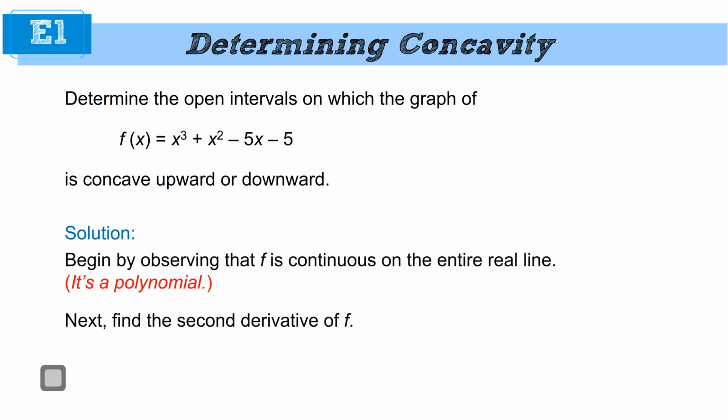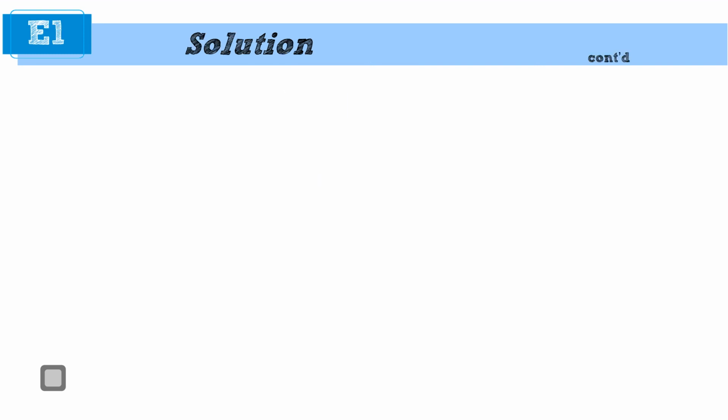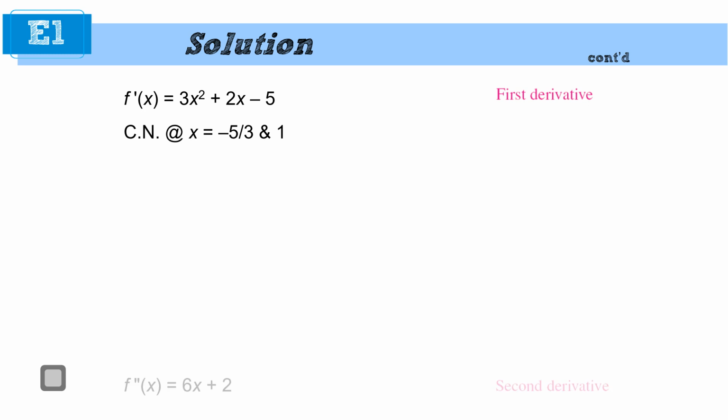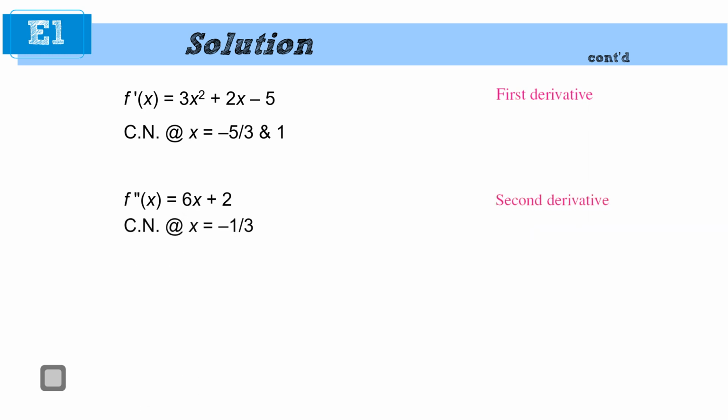Okay, second derivative. Nice, easy polynomial. Should be able to fire off the second derivative of this bad boy. There's the first derivative. Now, I could go and find the critical number, set it equal to 0, do all that other gunk, but I don't care because I just want the second derivative. Got a nice little critical number at negative 1/3.